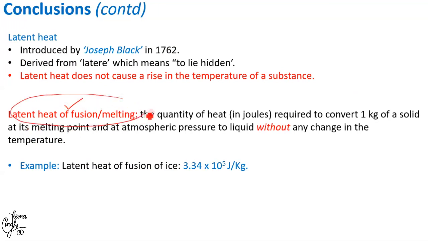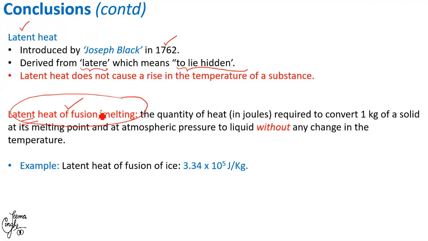Actually, the term latent was introduced around 1762 by a British chemist, Joseph Black. It is derived from the Latin word latere, which means to lie hidden. I'm sure you can answer why latent heat of fusion or melting is called hidden heat. This is because the heat supplied is being absorbed by the ice without showing any rise in temperature. It seems that the heat is hidden somewhere in the contents of the beaker.